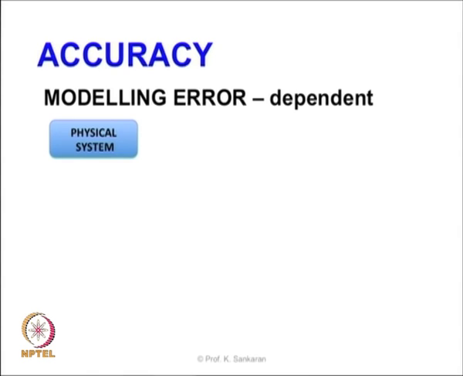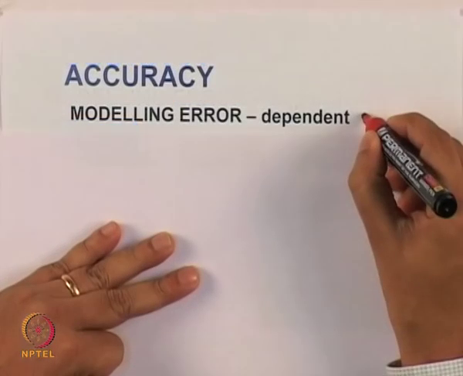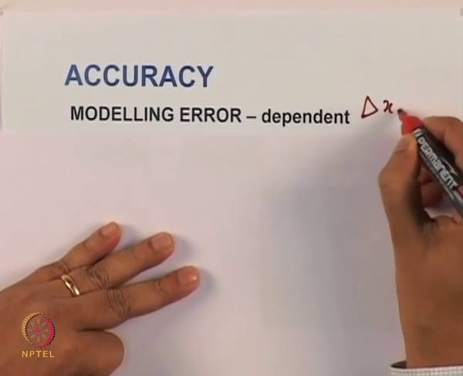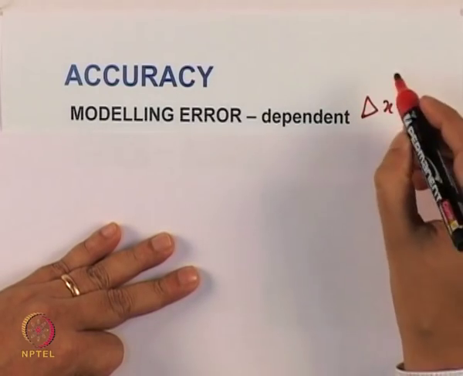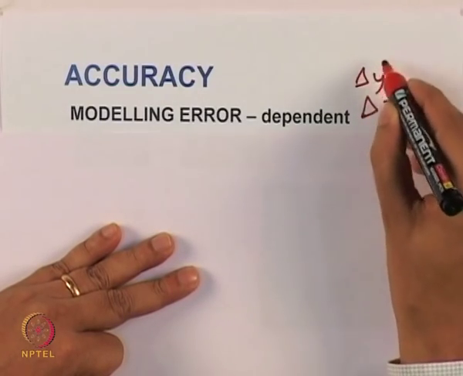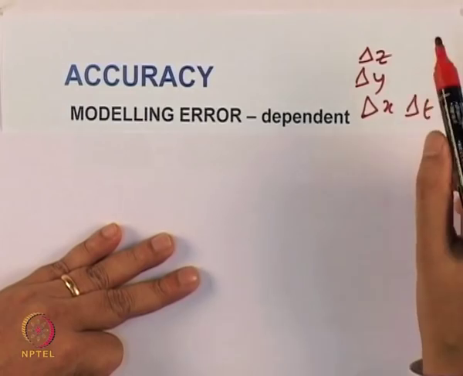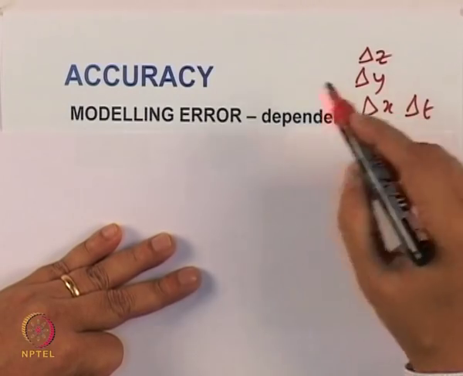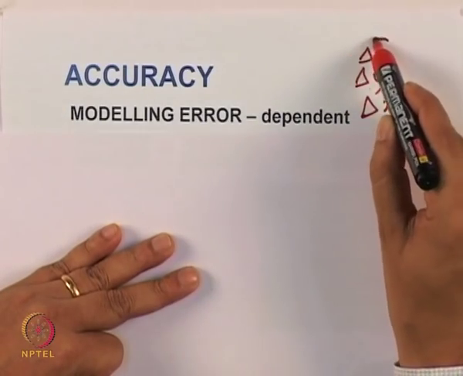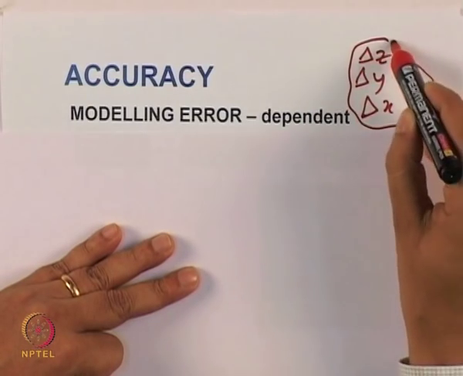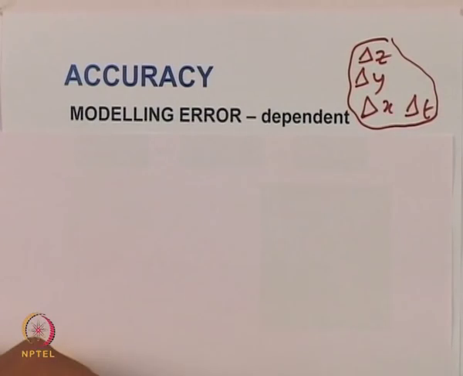When I say dependent on, what I wanted to say is it depends on the value of what we call delta x and delta t, and of course if you are in 3 dimensions you are talking about delta y and delta z also. So this is one of the things. So the modeling error can be controlled by having much more flexibility on these changes.